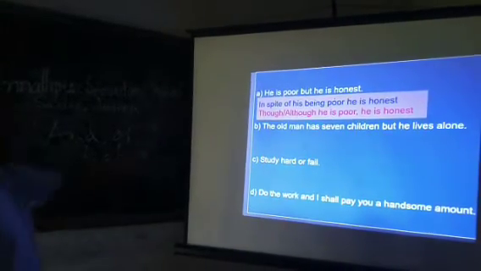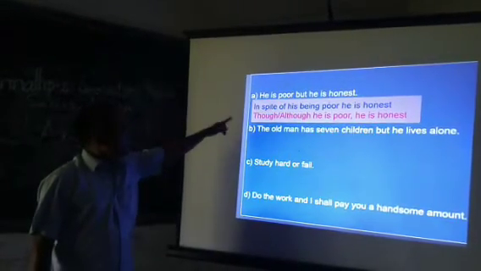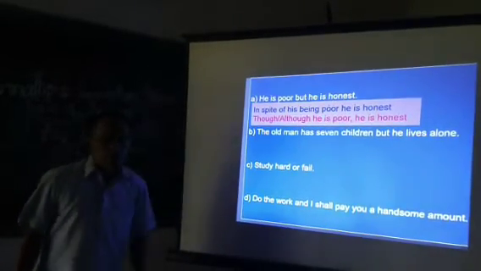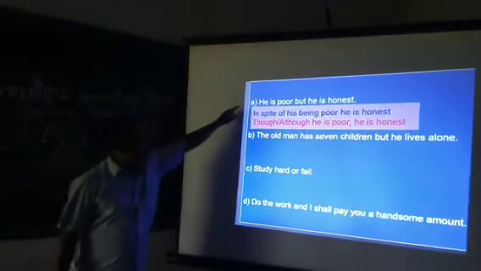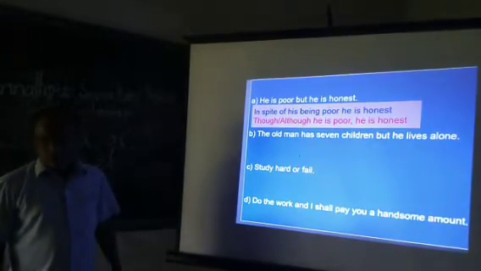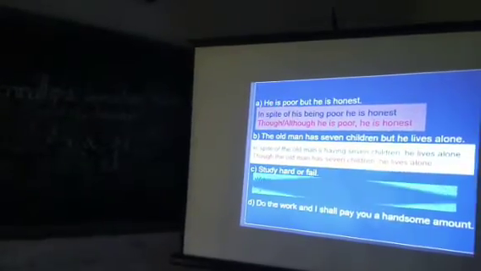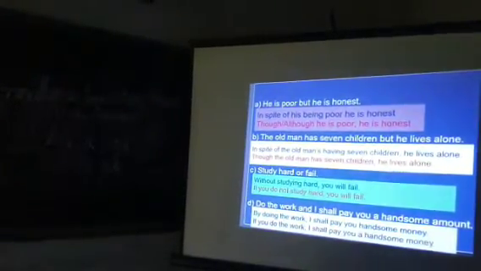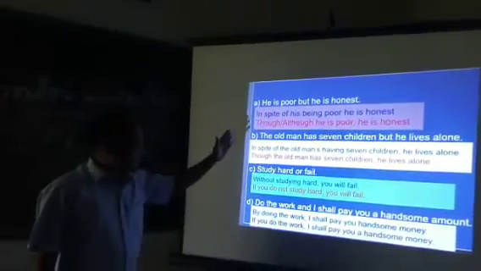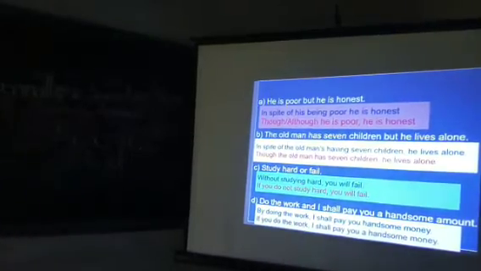Follow the blackboard. At first we write a compound sentence, then we change it into simple, and after that complex. So this is compound, after that simple, and at last complex. Every time we make three sentences. So from the chart you can easily understand simple, complex and compound.